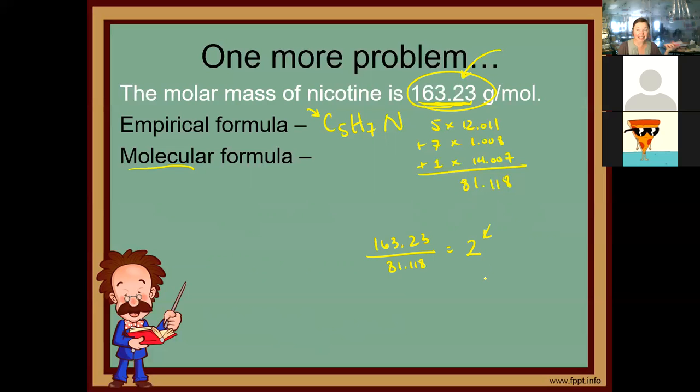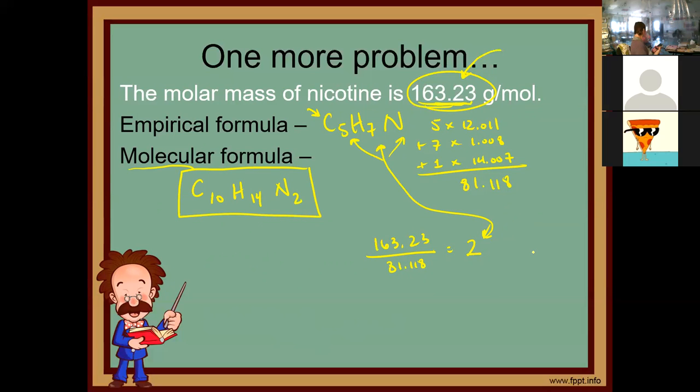So this is basically our scale factor to get to the molecular formula. So what should I do with that 2? Exactly, multiply everything in the empirical formula by that scale factor of 2. So nicotine's molecular formula has 10 carbons, 14 hydrogens, and 2 nitrogens. Voila! Easy peasy? Or not terrible? I'll take a not terrible.